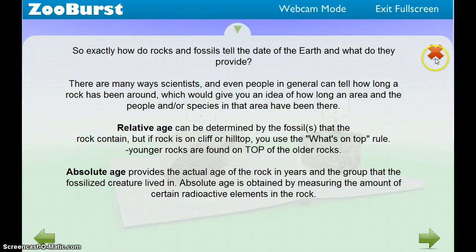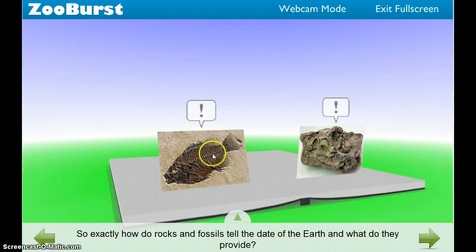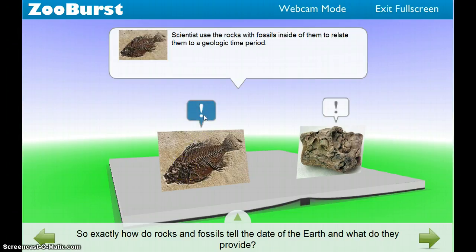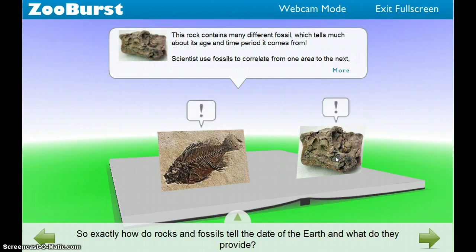I'm going to go to the pictures here. This is a fossil inside of a rock. Basically, scientists use rocks with fossils inside of them to relate them to a geologic time period. You know that there are different eras in the geologic time scale. You use the fossils to relate them to something that's in the geological time scale.